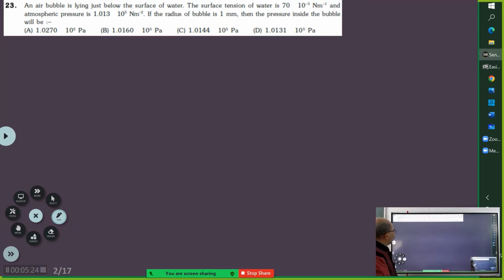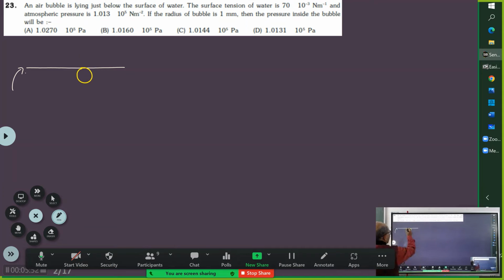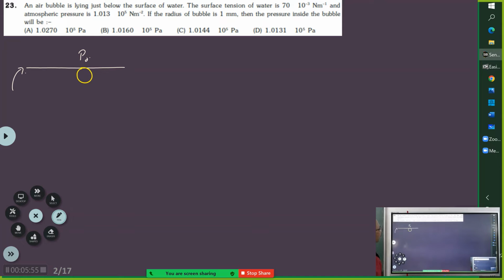Air bubbles lying just below the surface of water. The surface tension is so and so, and the atmospheric pressure is so and so. If the radius of the bubble is 1 millimeter, then find the pressure inside the bubble. Draw the bubble, then life will become easier for you. This is the level of the water, and this is the bubble, just lying below the surface of water. So obviously the upper pressure will be atmospheric pressure. They have given the radius of the bubble and the surface tension. We need the pressure inside the bubble. Should not be difficult.